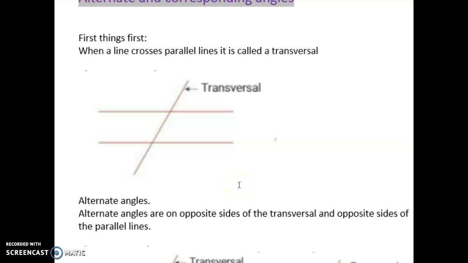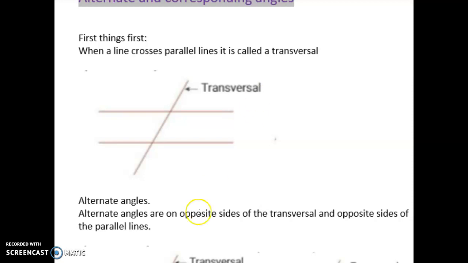Okay, so when we're making our statements in geometry, we need to be able to use the correct language. The first thing I want you to note is that we have two parallel lines here and a line crossing them both. This line is called a transversal. You will hear the word transversal a lot in geometry and you need to know what it is.